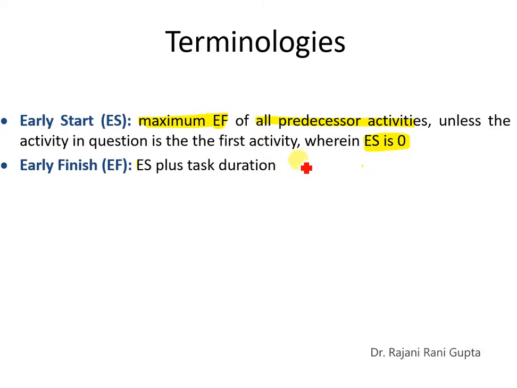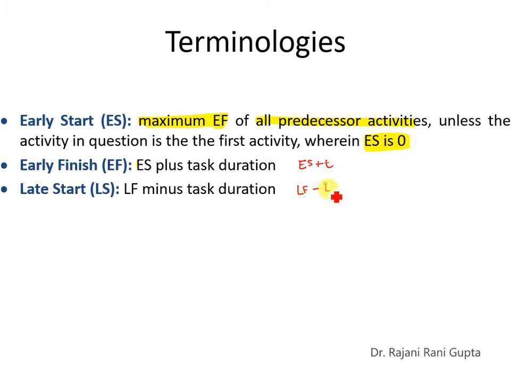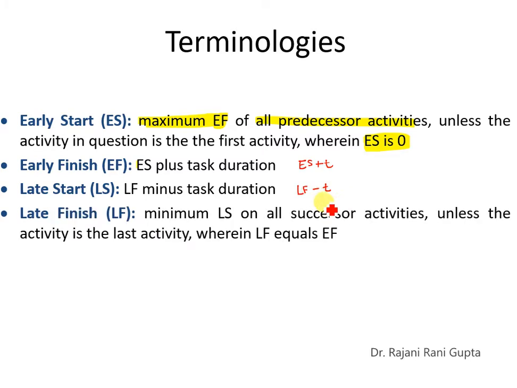So how do we calculate it? Early start plus T, the duration of the activity. Then late start is late finish minus the duration of the activity, and late finish is the minimum late start of all the succeeding activities unless the activity is the last activity. When the activity is the last activity, in that case it is equal to the total project completion time, or its early finish.